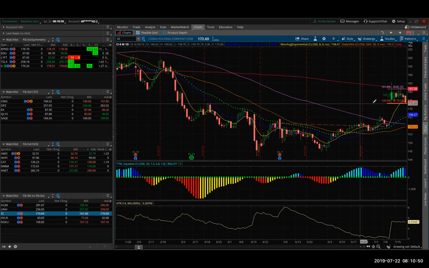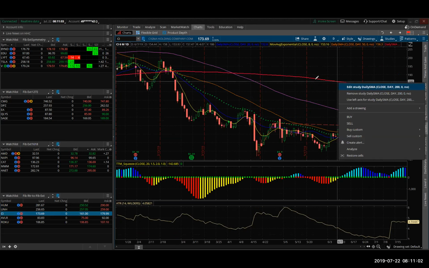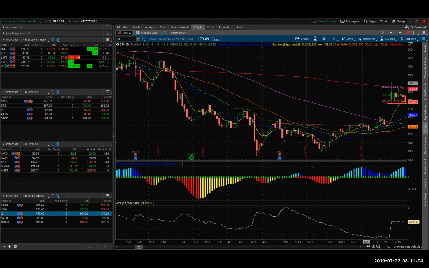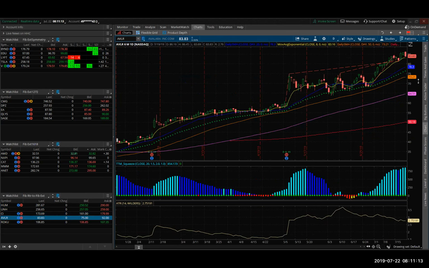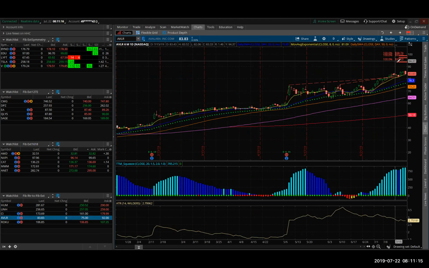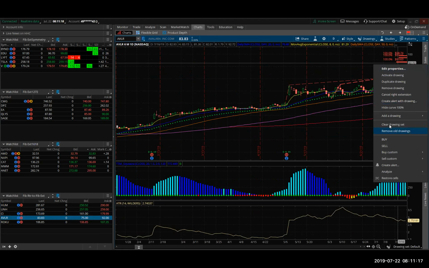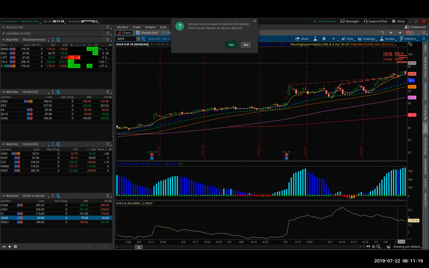Same thing with CI, right? CI broke through. This extension level, the 1618, basically lined up with this red line, which is the 200. That's the 200 simple, the daily moving average. And poked through, pulled right back, and is pulling back. Same thing with AVLR, right? Let's remove those drawings, and let me show you.